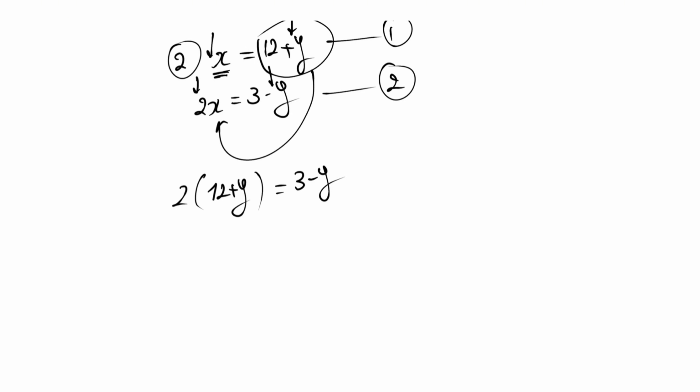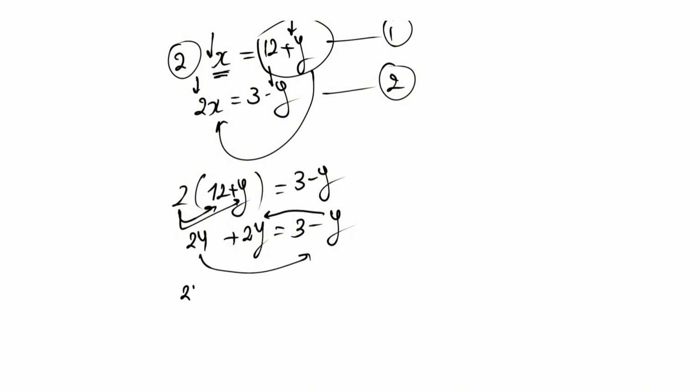Now we need to expand it and simplify. Okay? 2 multiplied by 12 is 24. 2 multiplied by y is 2y, equal 3 minus y. Now, as we said, to solve these kinds of linear equations, put the variables together and the numbers together. So here, the y is negative. I'm going to shift it to put it here, and we have 24, move it to the other side.